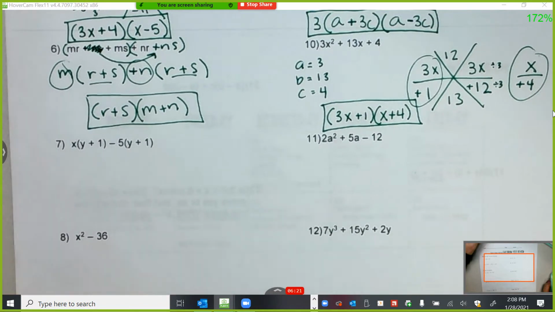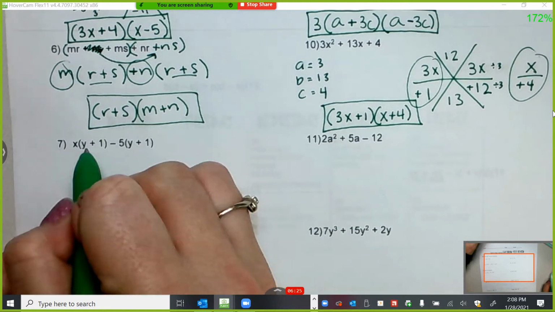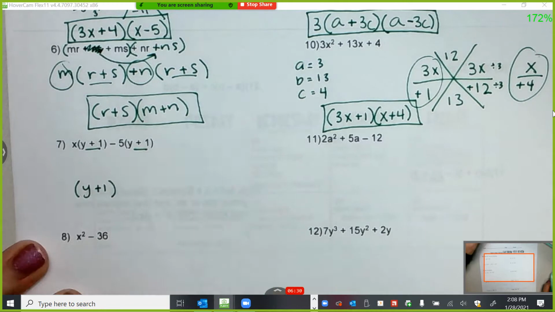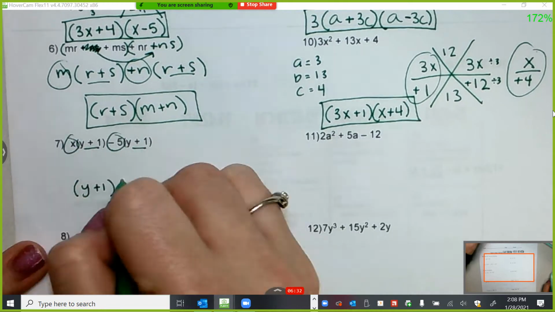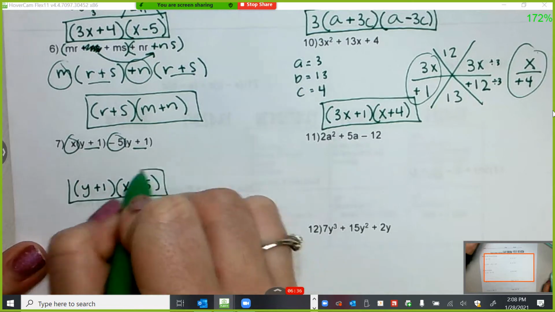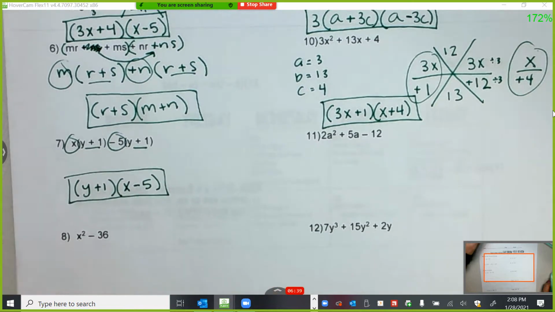Number 7 is technically grouping, but it's already been grouped and GCFs have already been taken out. Our parentheses match. So there's one of my answers, and then the remainder makes the other part. Those are the easy ones. We like those.